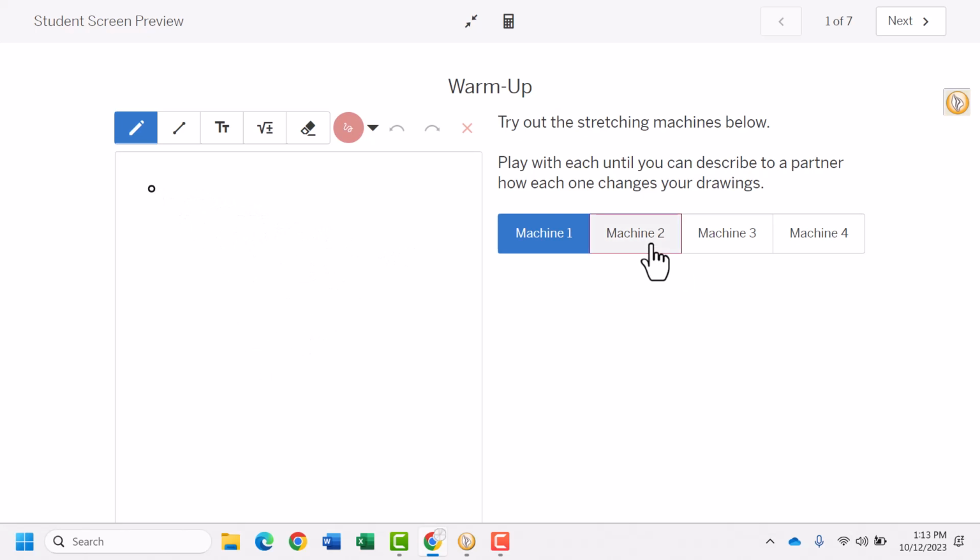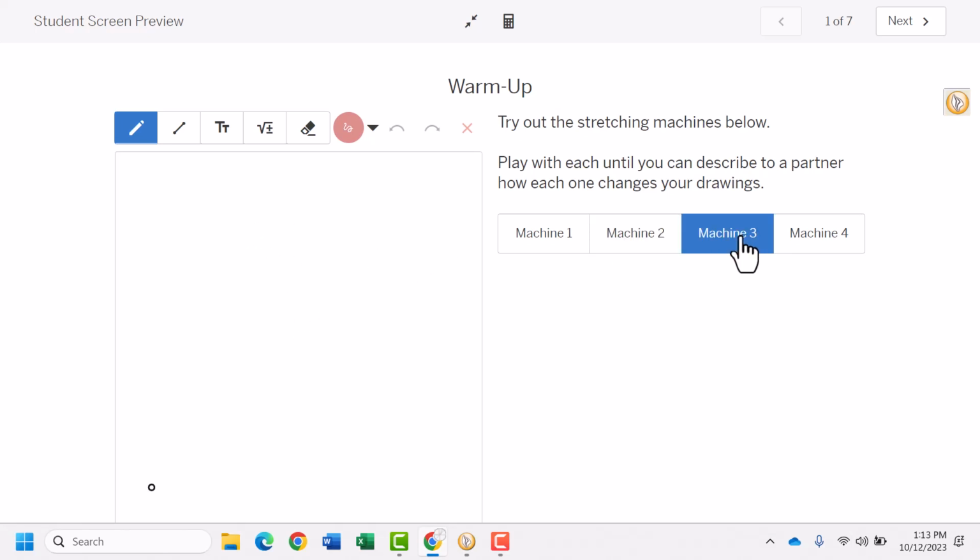Let me try machine number 2. All right, that fixed dot is my center of rotation. And this time it looks like my gray dot is still between the two open circles. But it doesn't look like that other open circle that moves is twice the distance anymore. It's a little less than twice the distance.